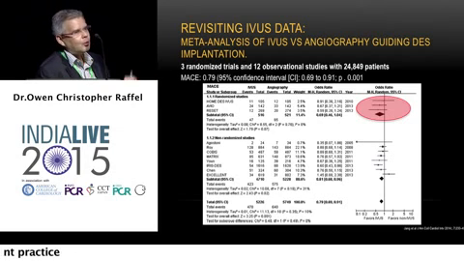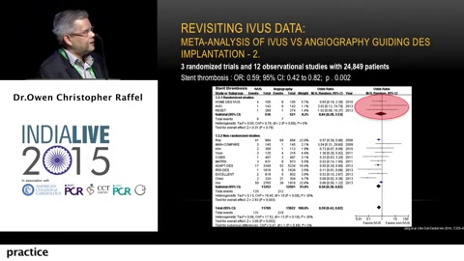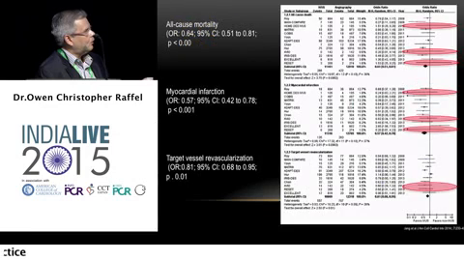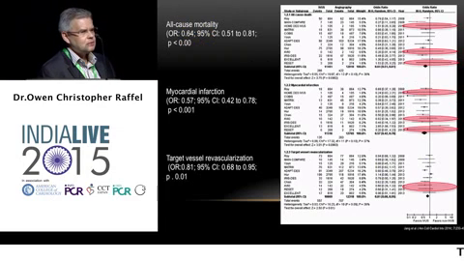And that is the case for all the other endpoints from these meta-analyses. Stent thrombosis, similar. All-cause mortality, myocardial infarction, target vessel revascularization. And what that tells me is, yeah, there certainly seems to be a trend that it is beneficial, but no randomized data.